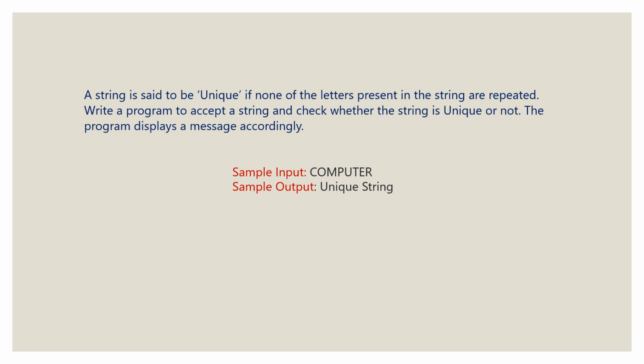And now we can discuss the last question in this video. A string is said to be unique if none of the letters or alphabets present in the string are repeated. Write a program to accept a string and check whether the string is unique or not. The program displays the message accordingly. For example, in this case I am inputting a word. You can input a string also. Here, if the word is computer, no characters are repeating in computer. So we can say it is a unique string, otherwise we can say unique word.